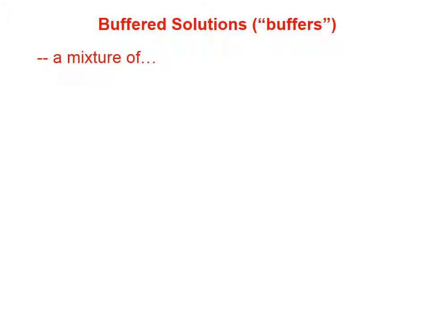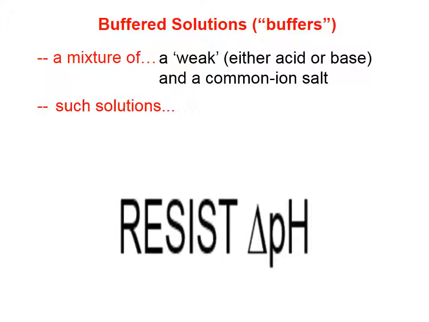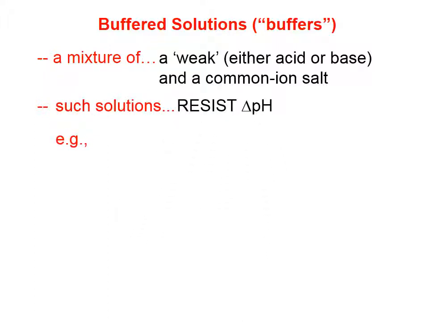A buffered solution, or a buffer, is a mixture of a weak acid or a weak base, and a common ion salt. Such solutions resist changes in their pH. In other words, if we add some acid to a buffered solution, the pH will drop a little. If we add some more acid, it'll drop a little more. If we add some base in, the pH will increase just a little, not much.